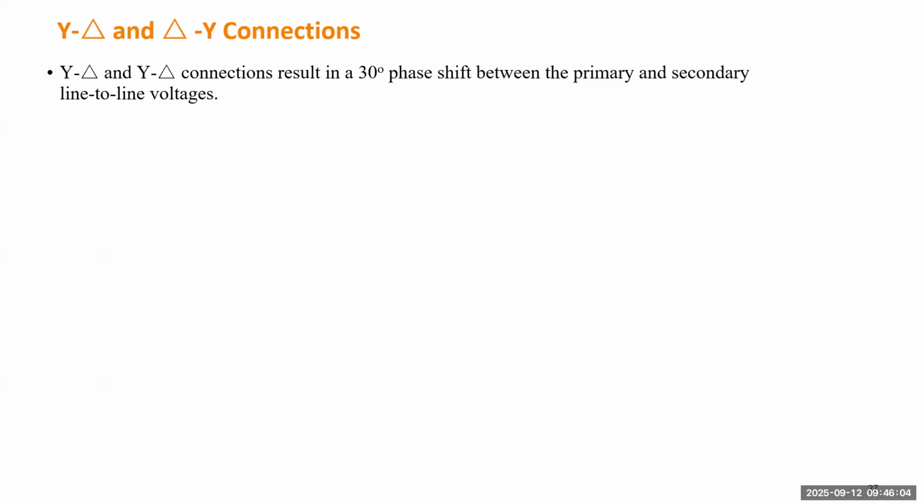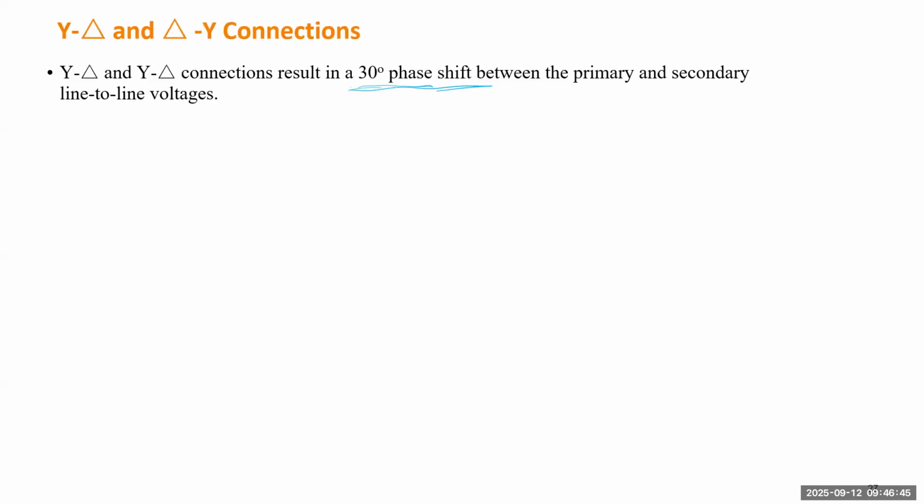But a drawback of using Y to delta, delta to Y, although they have a neutral for the grounding current and also the ability to trap the third order harmonic, is that they will cause a 30-degree phase shift between the primary and the secondary voltage. Which means the voltage on the primary side will not be in parallel with the voltage on the secondary side. They'll be pointing in different directions. So that will make the ratio a complex number, not real.